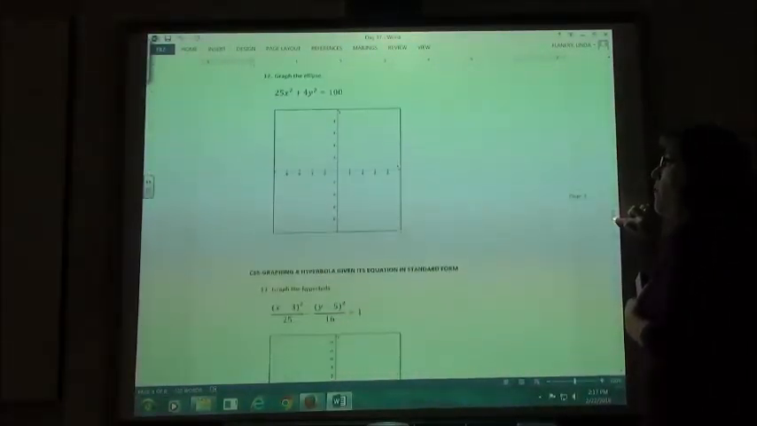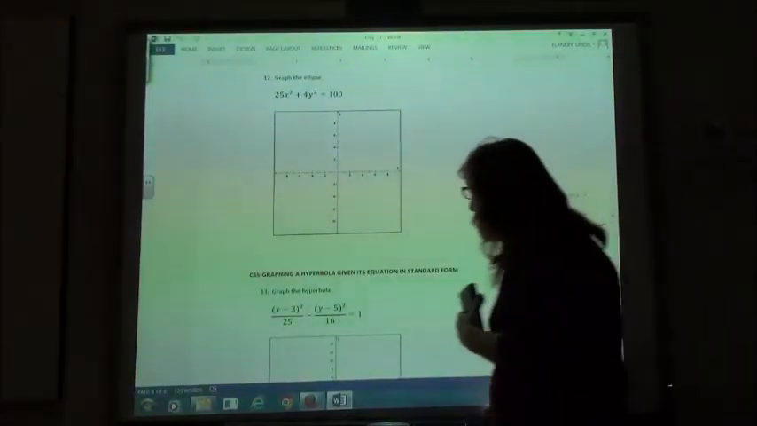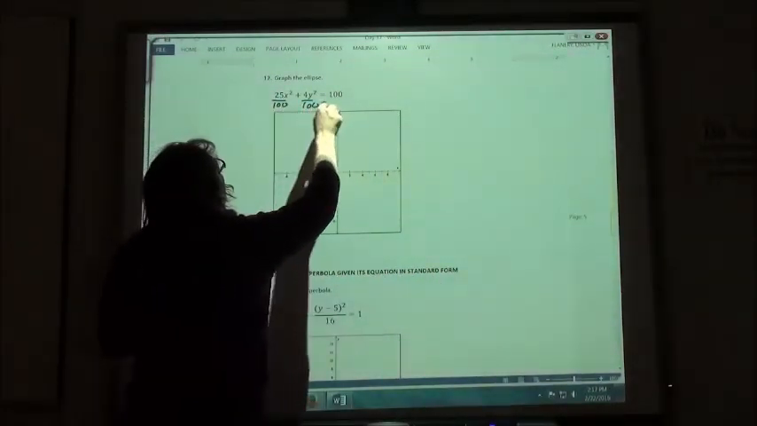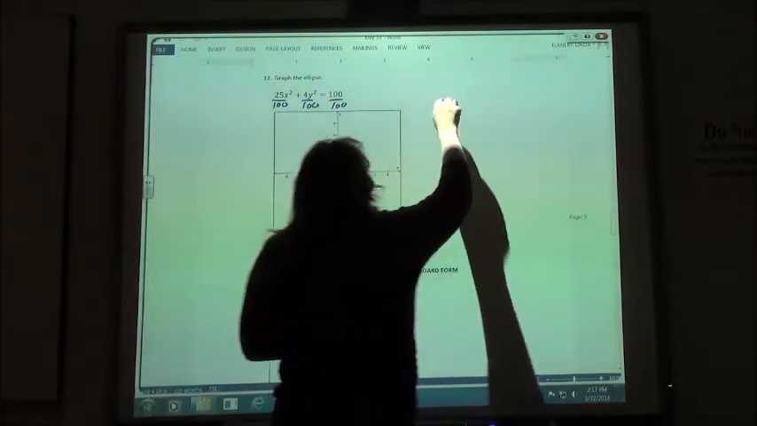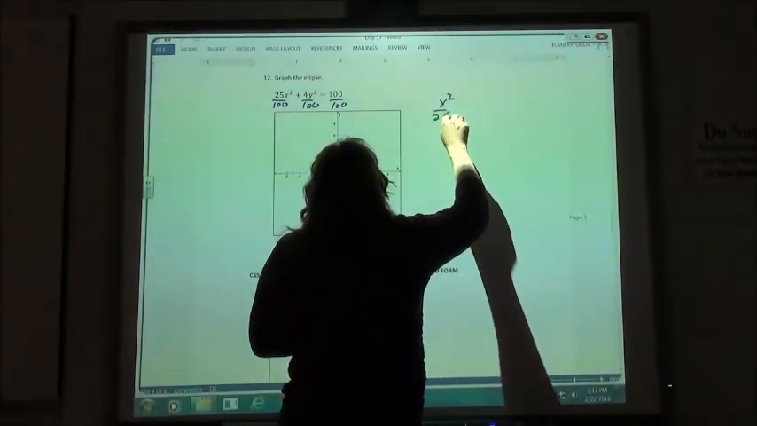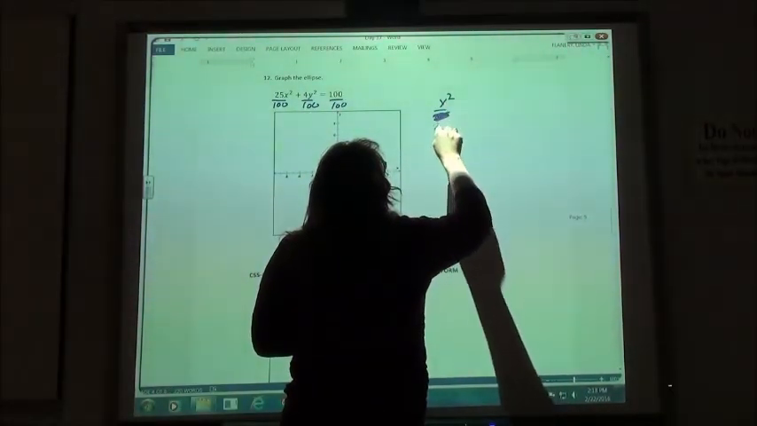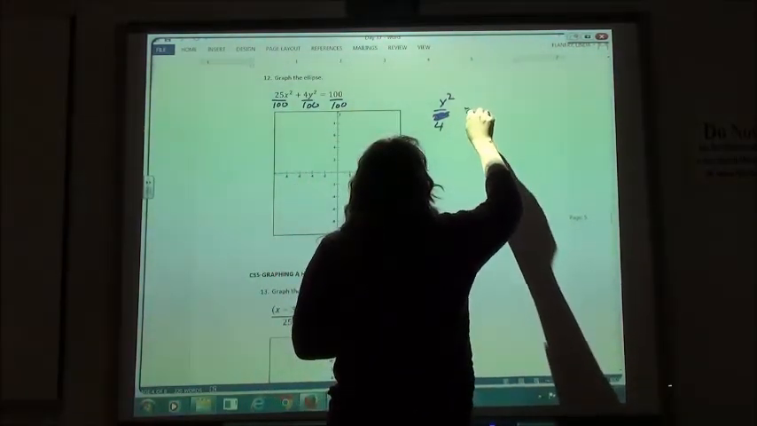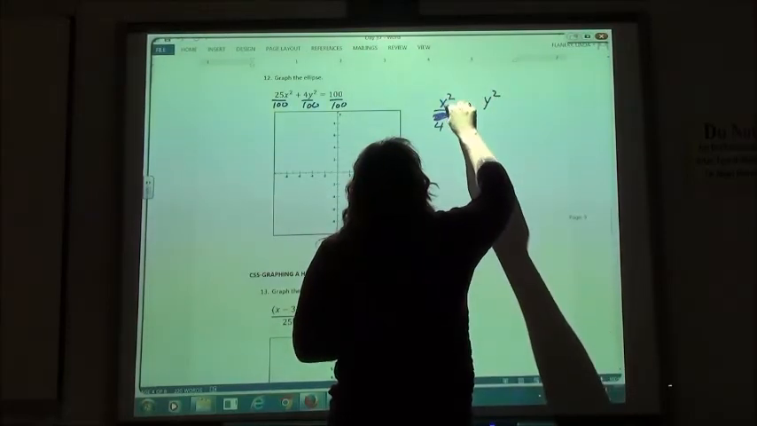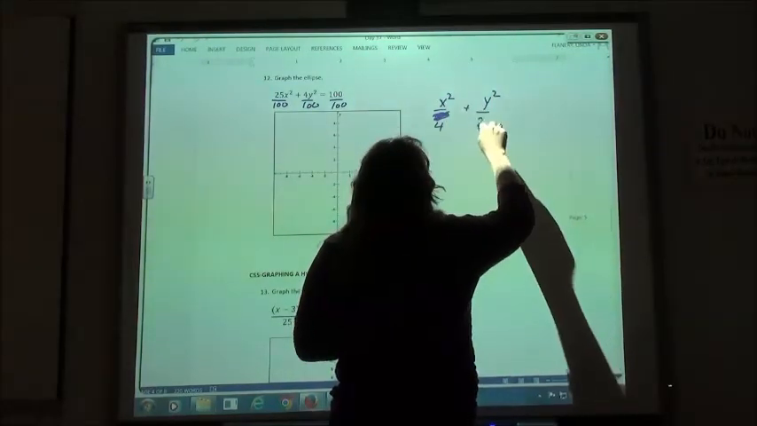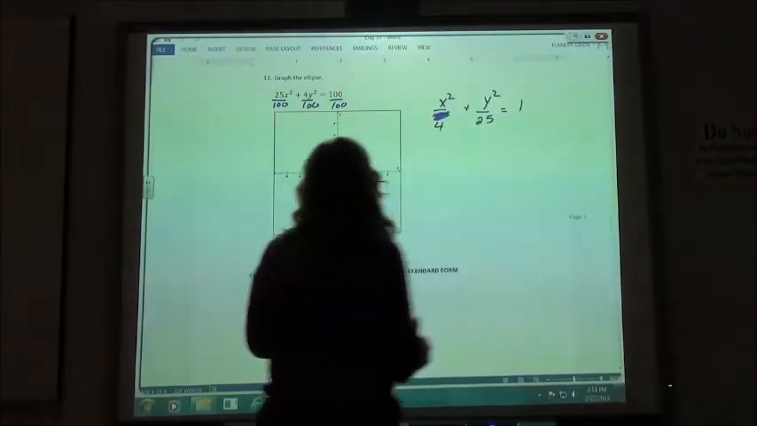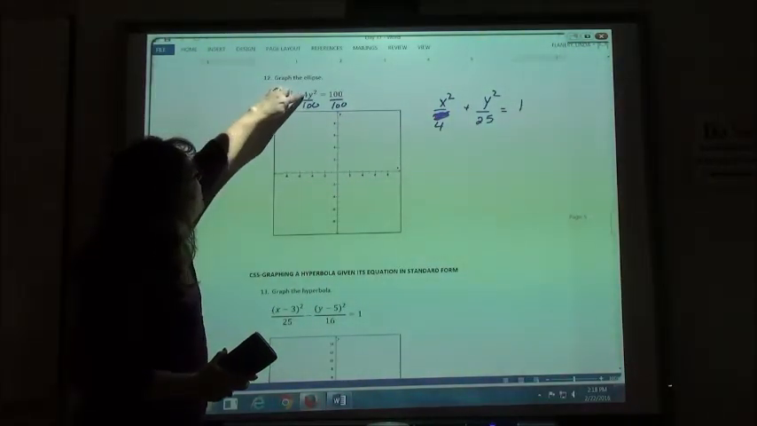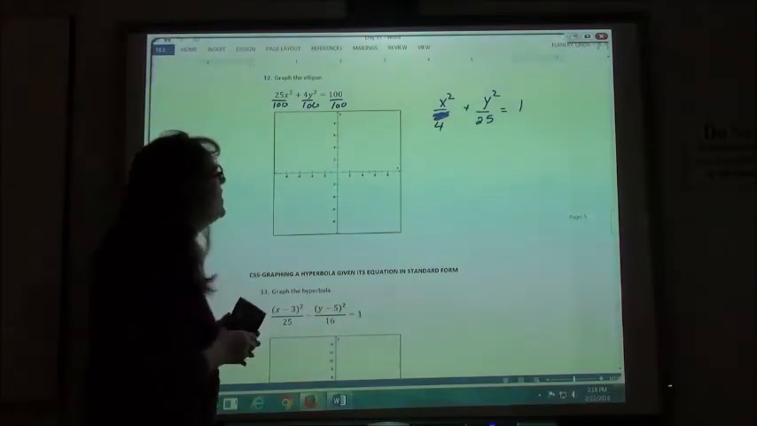Number 12. This one I'm going to divide by 100. So I'm going to have x squared over 4, since 100 divided by 25 is 4, plus y squared over 25 equals 1. So 100 divided by 25 went in there 4 times, and 4 goes into 100 25 times.